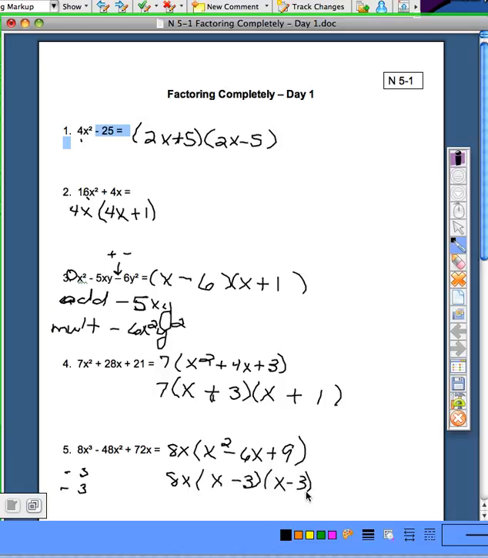Now, if you want to write this like this, it's appropriate to do that. It's not a problem. Okay? So, let's move on to the next page.